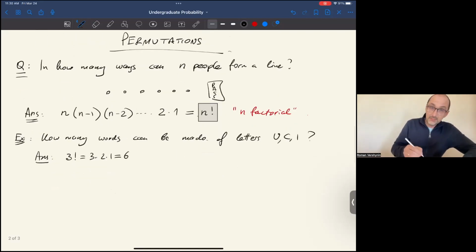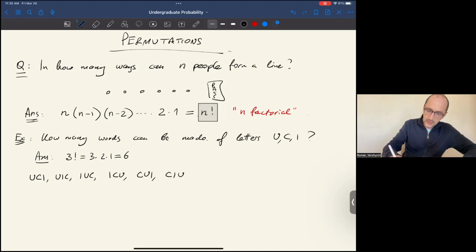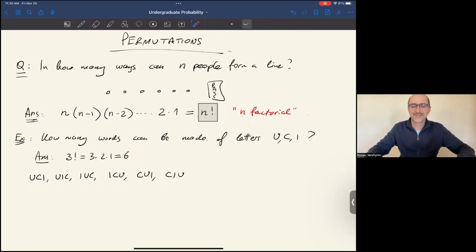Let's check that. We can do this by hand. It's UCI is one word, UIC, IUC, ICU, CUI, and CIU. I think that's it. That's 1, 2, 3, 4, 5, 6. Yay, we got it. 6 different words made of 3 letters, U, C, and I.